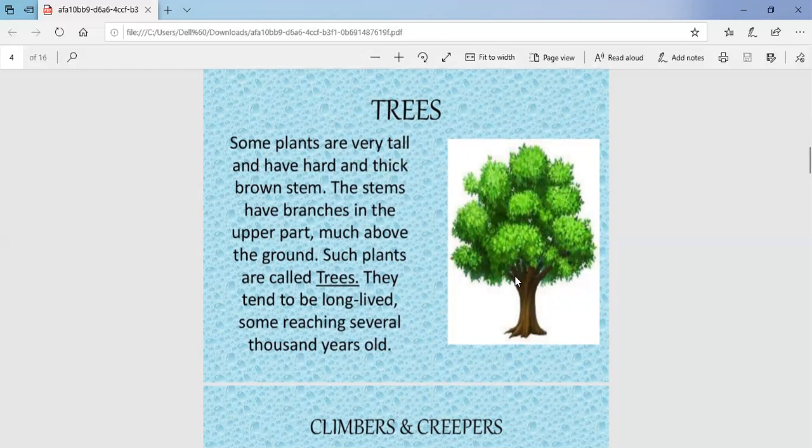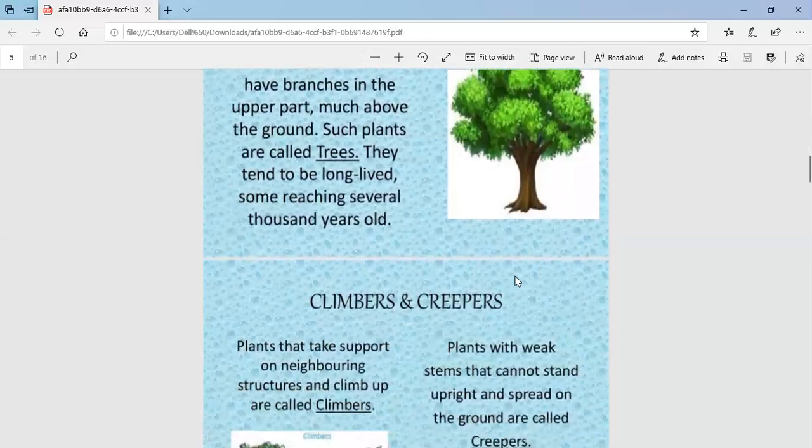They tend to be long lived. Some live for thousands of years. So the life of a tree is more than herbs or shrubs. And trees are very tall. One thing more is there.